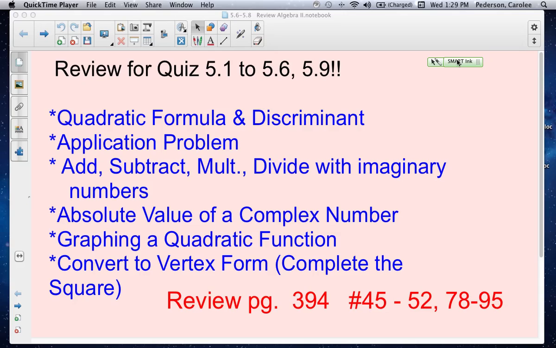Being able to add, subtract, multiply, and divide with imaginary numbers, reducing down if there are radicals, being able to use an absolute value of a complex number, being able to graph a quadratic function, graph a parabola, find its important pieces like the x-intercepts, the y-intercept, the vertex, maybe the axis of symmetry. Does it open up? Does it open down? The last topic is being able to convert to vertex form by completing the square.